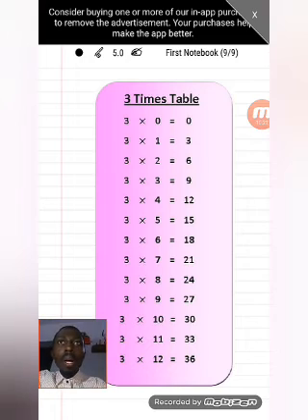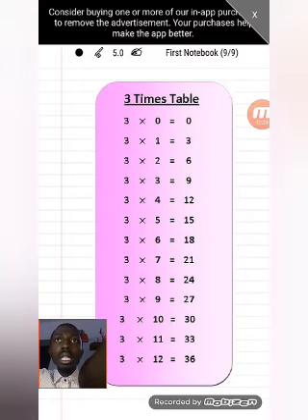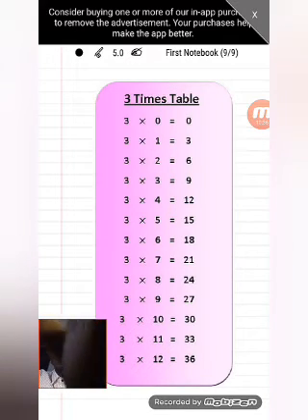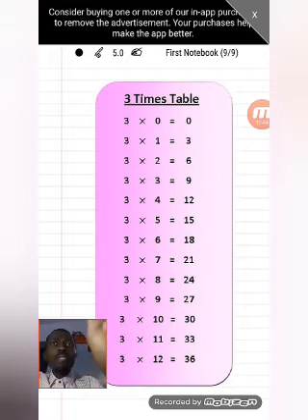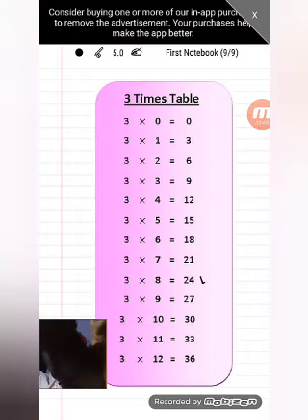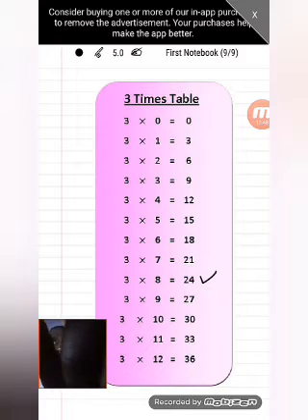Now 3 times 1 is 3. 3 times 2 is 6. Remember, we're looking for the number that 3 multiplies by to get 24. 3 times 3 is 9. 3 times 4 is 12. 3 times 5 is 15. 3 times 6 is 18. 3 times 7 is 21. 3 times 8 is 24. Oh, this is 24. So what multiplies by 3 to give 24? That is 8.